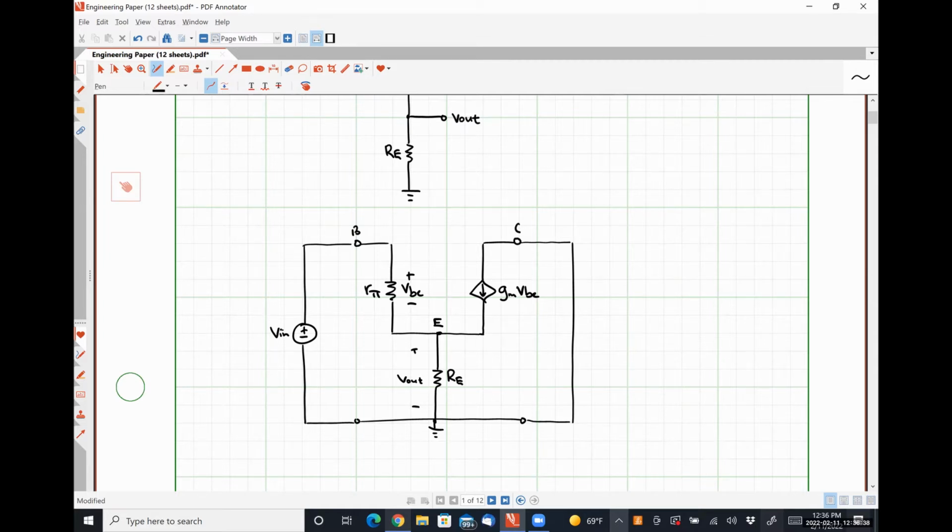So, as per usual, we are going to determine the input resistance, the output resistance, and the voltage gain for our amplifier.